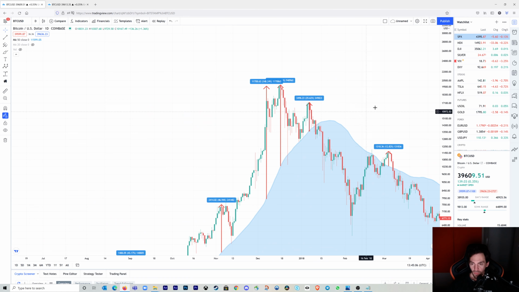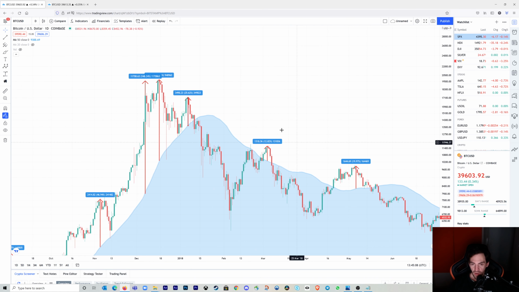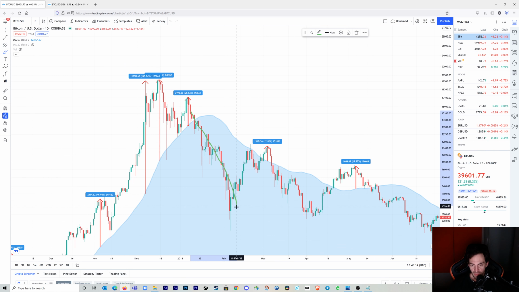Now, let's have a look at this point here. This is really important because this is similar to where we are at the moment. You know, we crashed through the 50-day moving average, and now we're finally breaking above it for the first time in the cycle.